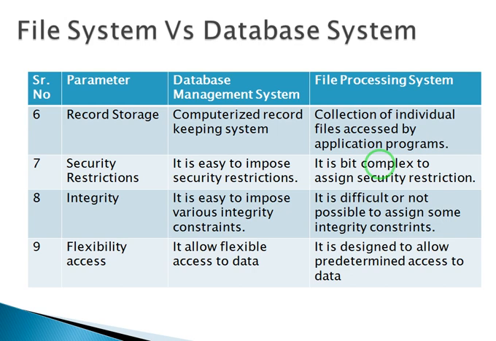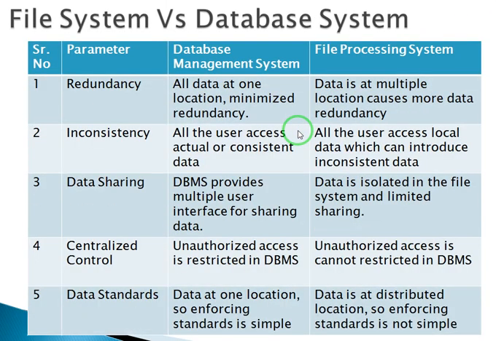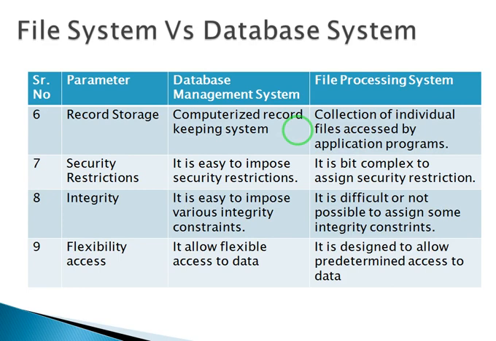Yes, so this is one type of integrity constraint, and this is very easily applied in a database management system, but it is very difficult to apply such a type of constraint using a file processing system. Next is flexible access. Yes, due to all these advantages, a database has flexible access to data, but a file processing system is designed to allow only predetermined access to data. These are the various points regarding file system versus database management system.